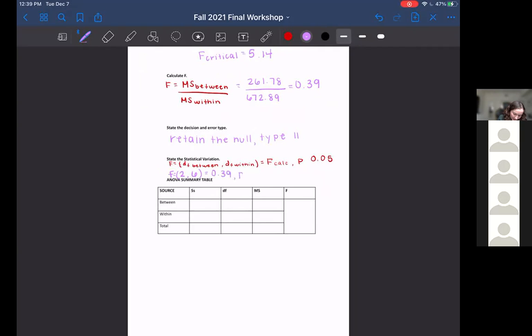Okay, so since we are retaining the null, should our P be less than or greater than 0.05? Okay, it should be greater than. So anytime you retain, P would be greater than. Anytime you reject, P would be less than. Okay, so we're not going to go over the ANOVA summary table. That's just where you fill in all the information that we calculated into one table.